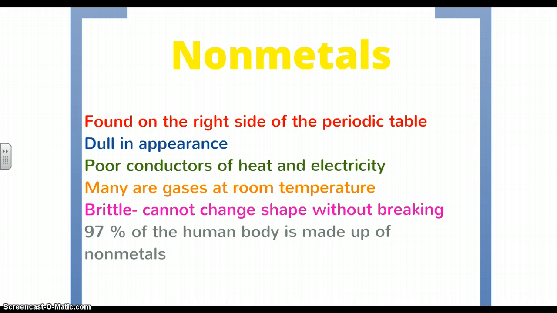They're brittle. They can't change shape without breaking. This is different than being malleable. You pound on a nonmetal, it's going to explode and not really do what it's supposed to. And 97% of the human body is made up of nonmetals. Now you might be saying, oh man, you've got 3% of metal in your body. Yeah, we do have some metal in our body. You have a lot of iron running through your blood, and iron's definitely a metal. But most of us is made up of nonmetals.